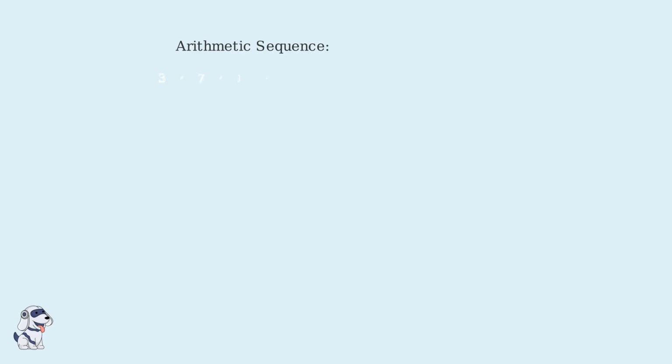Now that we understand arithmetic sequences, we can explore arithmetic series. An arithmetic series is simply the sum of the terms in an arithmetic sequence. An arithmetic series takes these sequence terms and adds them together. Instead of just listing the terms, we find their sum.